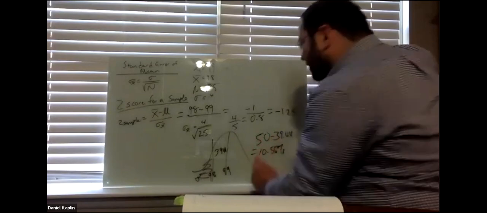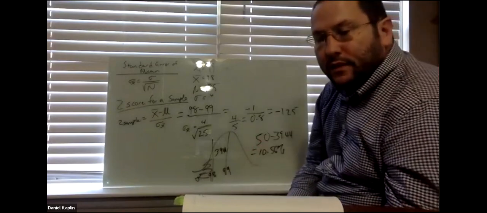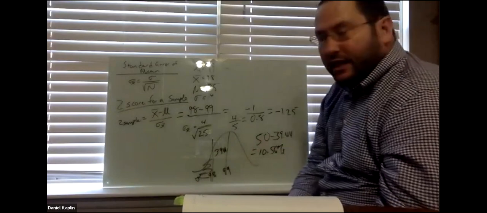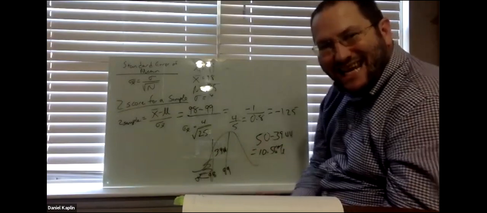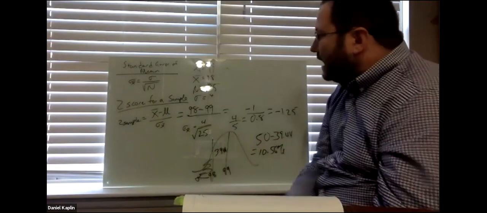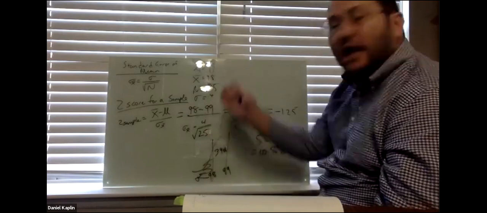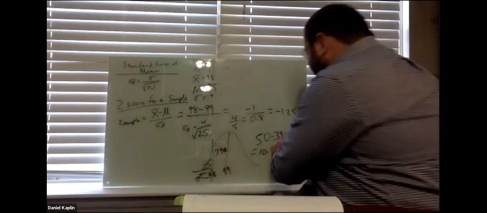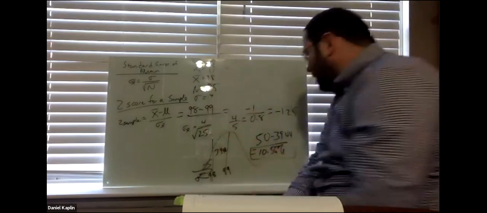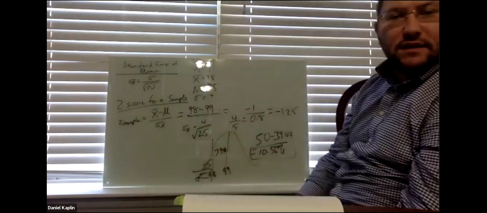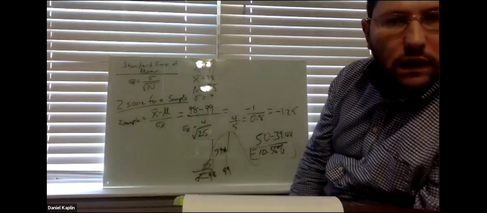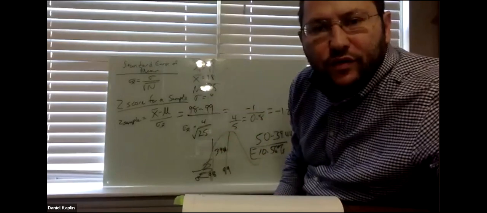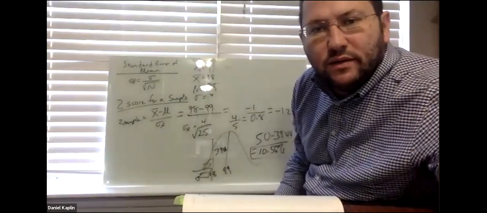10.56%. So the probability of getting a sample where the kid's weight was 98 pounds and the population was 99 pounds with that sample size is 10.56% or lower. Good. So let's go back into our slides and do the next one.